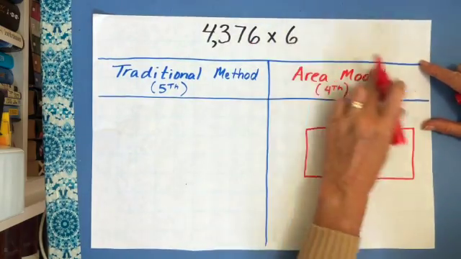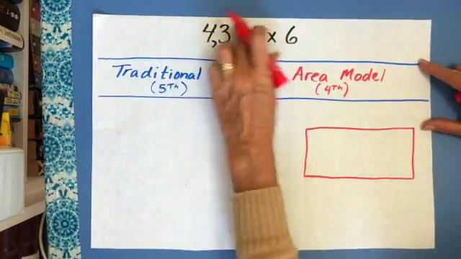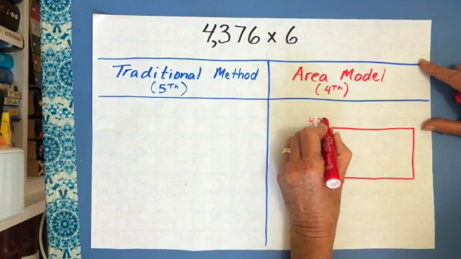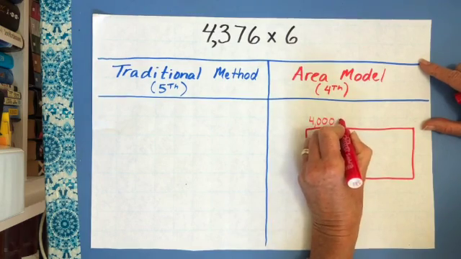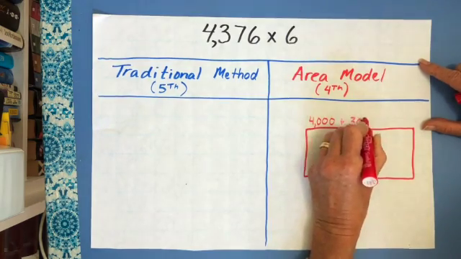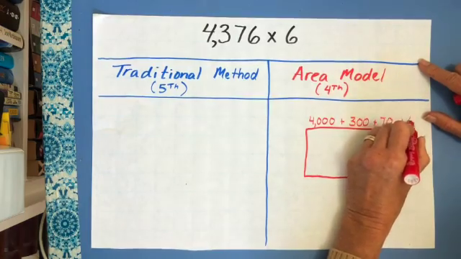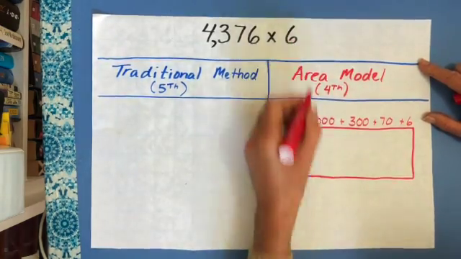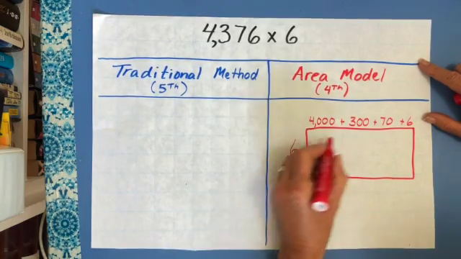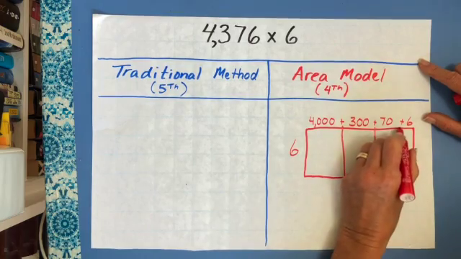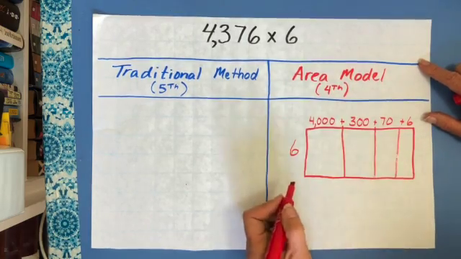The first thing I do, I'm going to do area model. I have to write this number in expanded form. So I'm going to write 4,000 plus 300 plus 70 plus 6. And then this one is just 6. Wherever I see a plus sign, I draw a line. And now here we go.